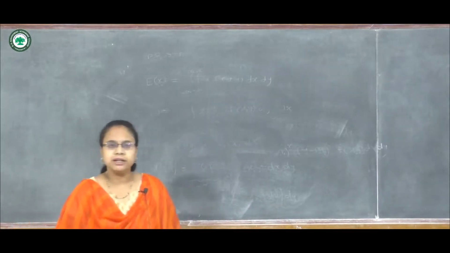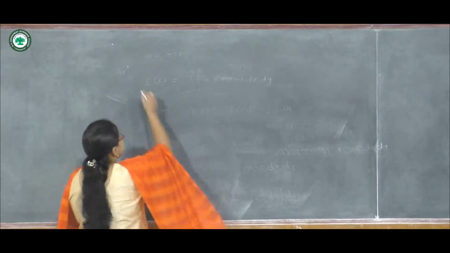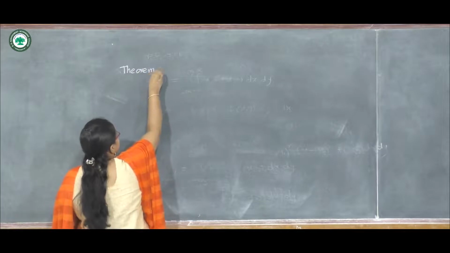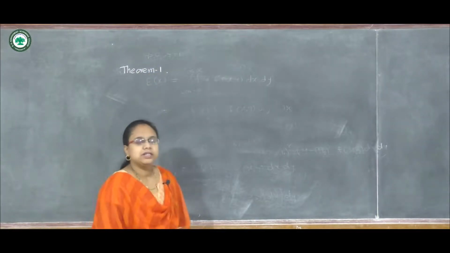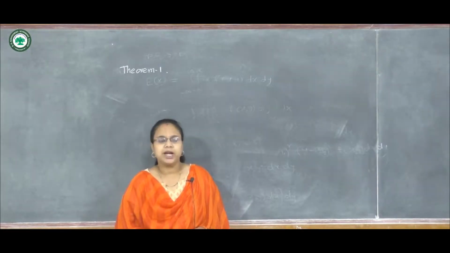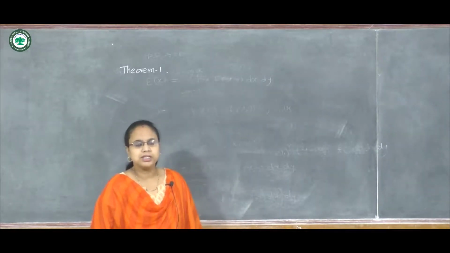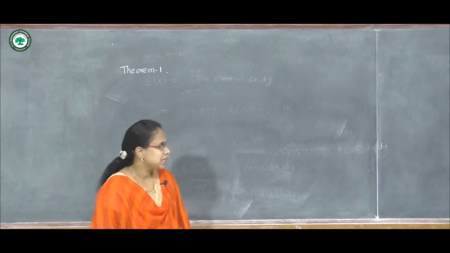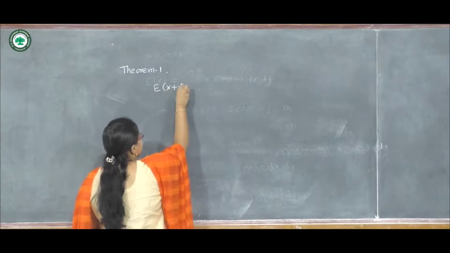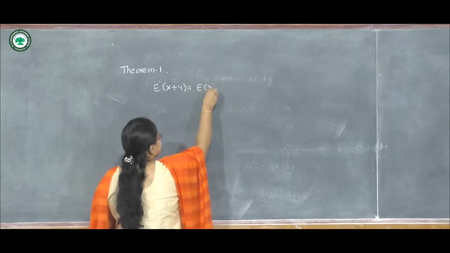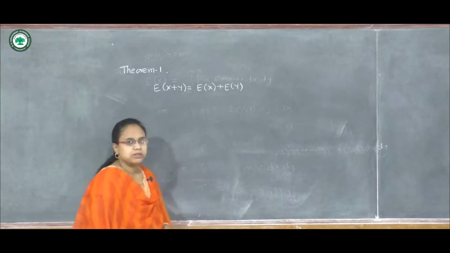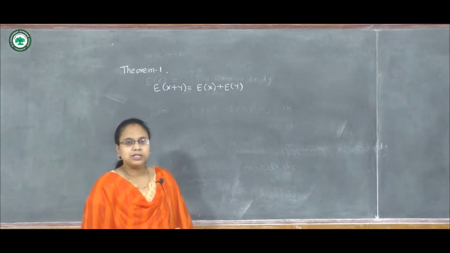Let's take some theorems on expectation. Theorem number 1. Suppose we are given a bivariate random variable (X, Y) and f(x, y) is its joint PDF, then we can write E[X + Y] = E[X] + E[Y]. So this is the theorem. Let's see its proof.